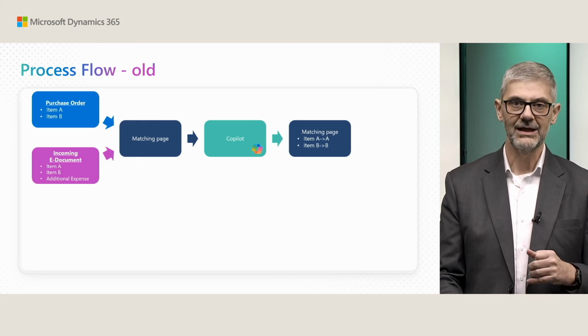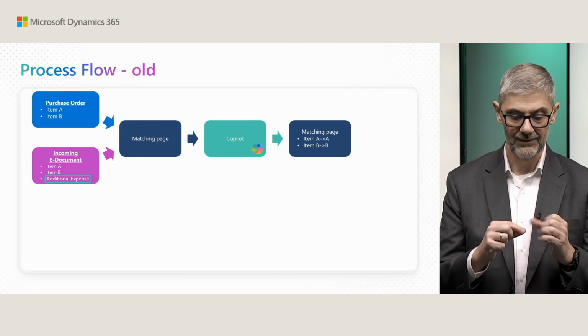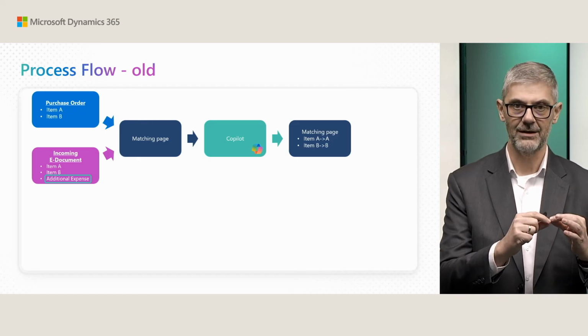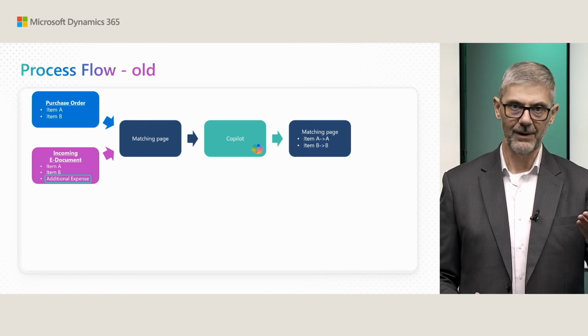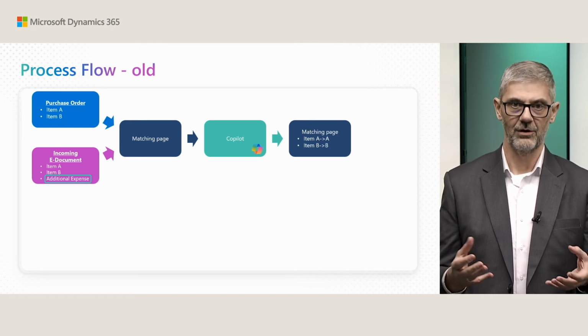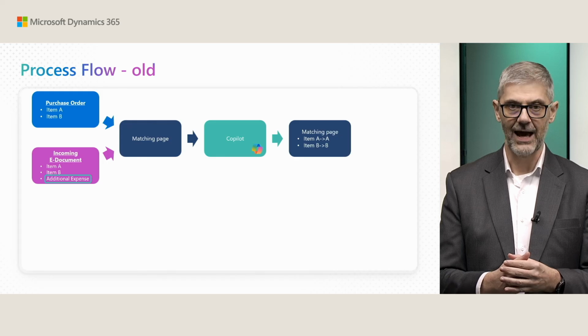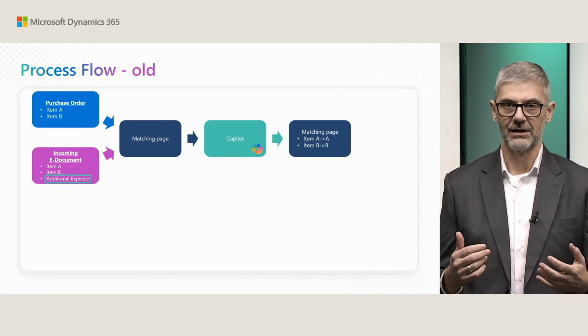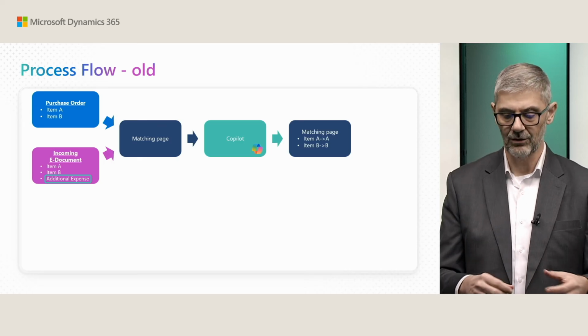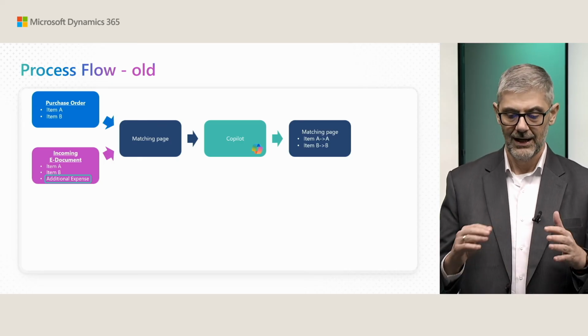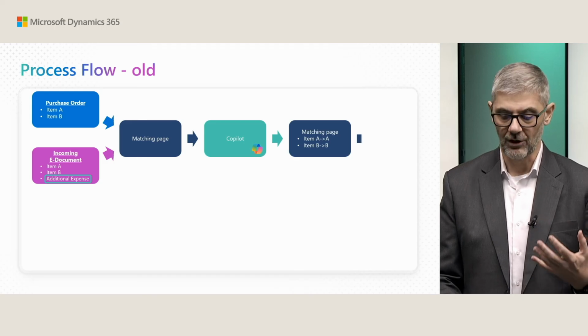But what if we have this one additional line, so we have an additional expense on this electronic invoice, and we didn't plan for that? We cannot complain to our vendor because this is obviously why we got this additional line. Earlier, we could go back to the purchase order to create it manually, but it was a problem. Automatically from the matching page, it was not possible.